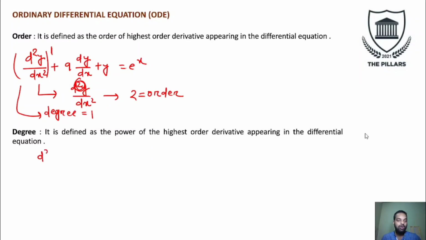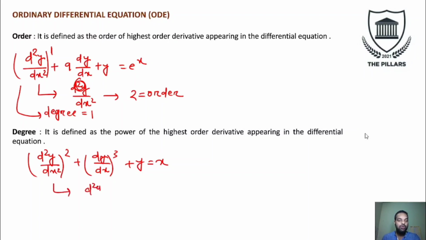Let's take another example. Let's say we have (d²y/dx²)² plus (dy/dx)³ plus y equals x. Don't say the degree is 3. No. Our first job is to find the highest order derivative, which here is d²y/dx². Then the power of this highest order derivative gives us the degree. So here 2 is the degree.